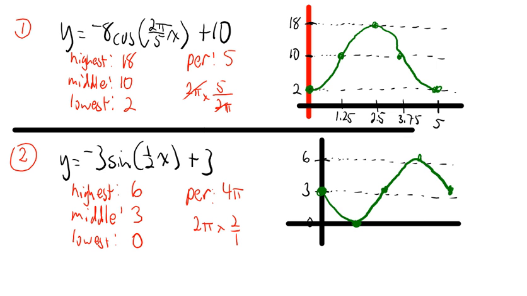4 pi is where we end up here. That means this is 2 pi, 1 pi, and 3 pi.